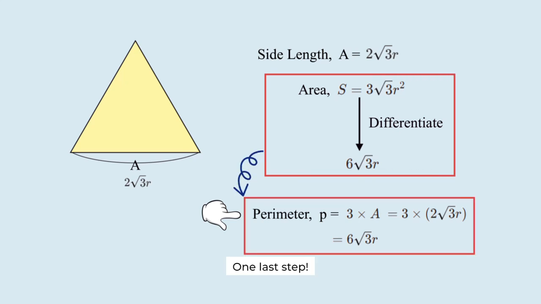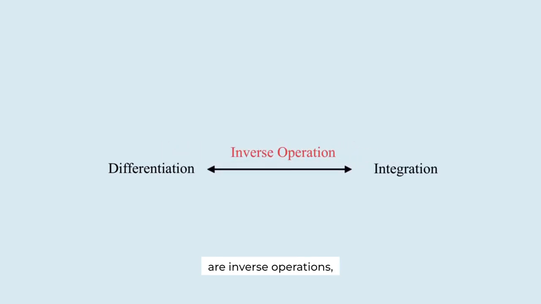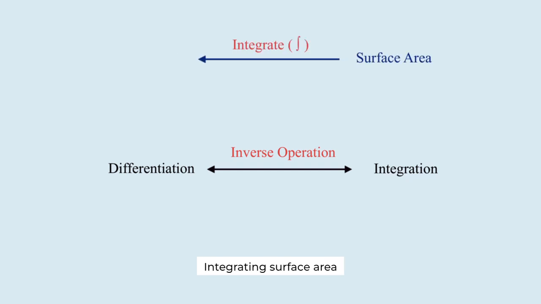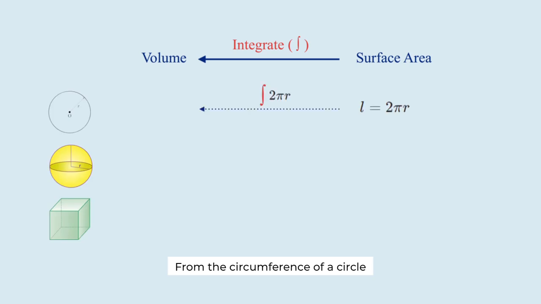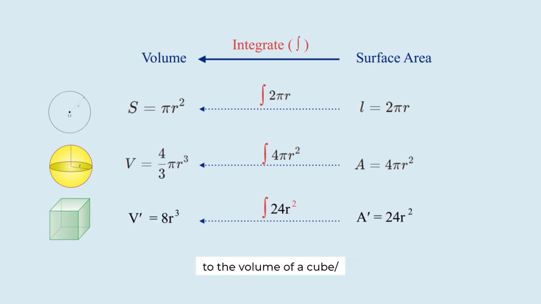One last step. Differentiation and integration are inverse operations. So, if differentiating the volume gives surface area, integrating surface area should give volume. From the circumference of a circle to the area of a circle, from the surface area of a sphere to the volume of a sphere, from the surface area of a cube to the volume of a cube.